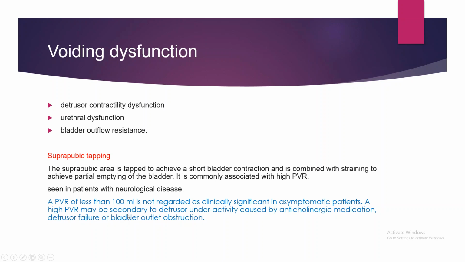High PVR may be due to detrusor underactivity caused by anticholinergic medications. That's why you should know exactly which medication the patient is on, so that you will know whether the voiding dysfunction is because of the anticholinergic medication or because of some problem like outlet obstruction or detrusor failure. For that you should know the medication history.